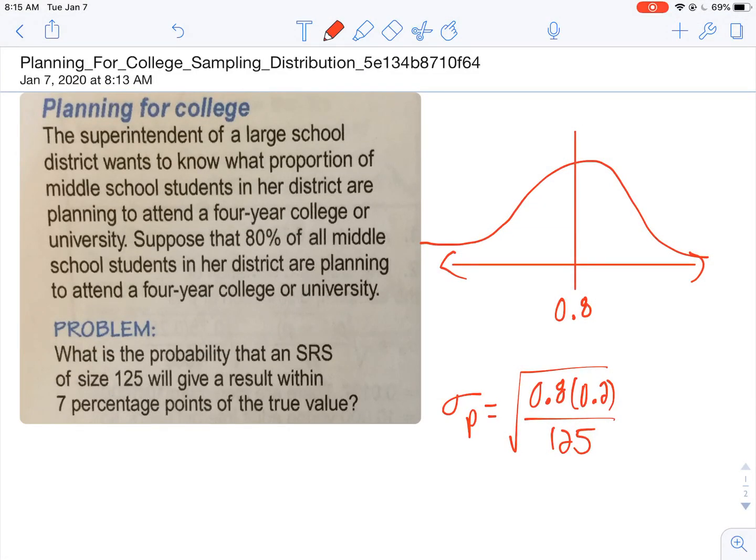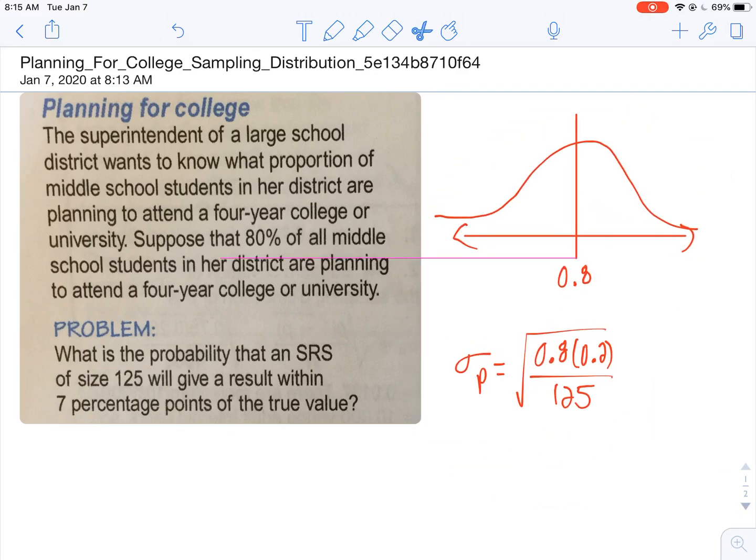This is a really good question about sampling distributions, and I've had a few questions about it in class, so I wanted an opportunity to go over it with you. All right, so in this case, we're told that the superintendent of a large school district wants to know a proportion of middle school students in the district planning to attend a four-year college or a university.